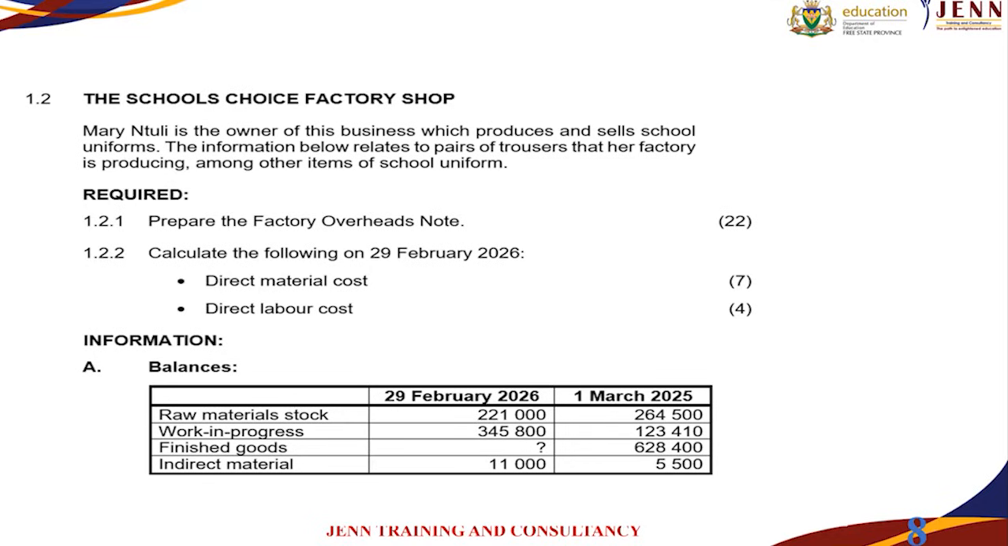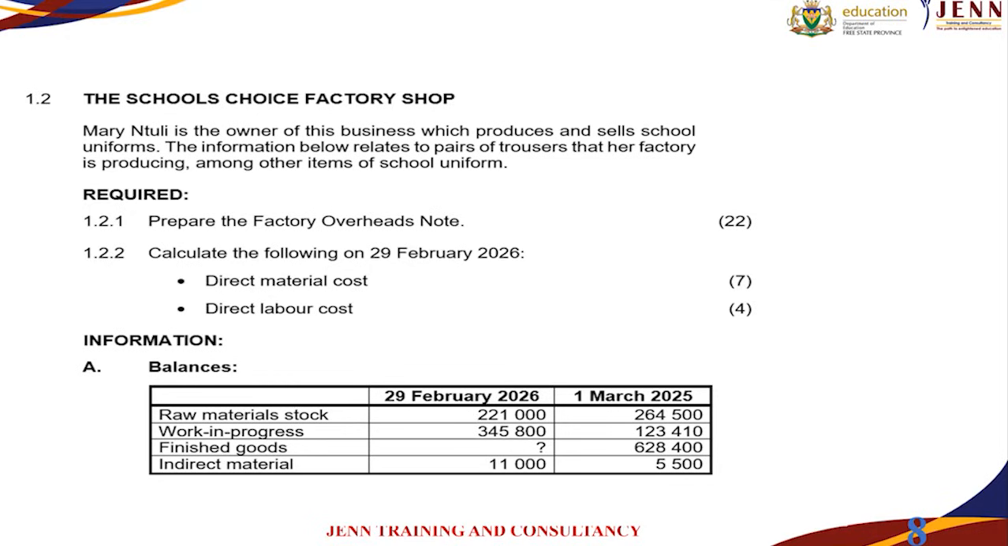It says now the School Choice factory shop. Mary Ntuli is the owner of the business which produces and sells school uniforms. The information below relates to pairs of trousers that her factory is producing amongst other items of school uniform. It says here, prepare the factory overhead note. That is the first question. Secondly, it says calculate the following on 29 February 2026: direct material cost as well as direct labor cost.